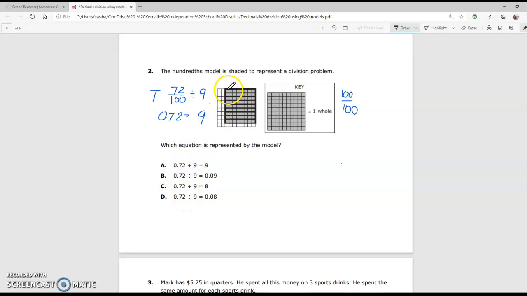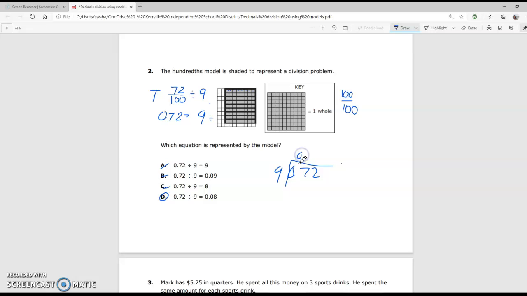So if you need to, in each group you can count 1, 2, 3, 4, 5, 6, 7, 8. So each group is 8 hundredths, right? Not 8 whole, but 8 hundredths. And if you do your division, you can see that 0.72 divided by 9, right? And you put your dot here.